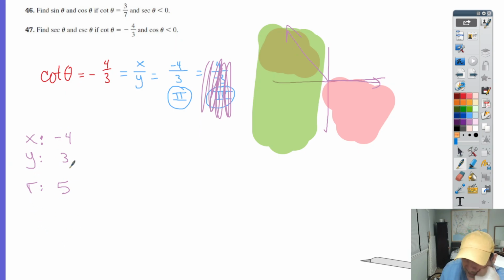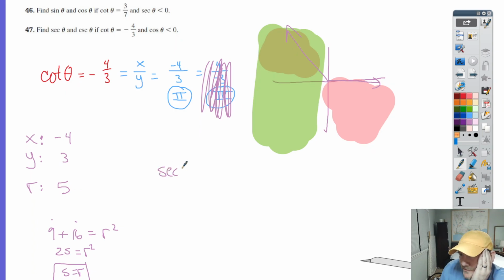If you don't, that's fine. But we would do 3 squared to get 9. 4 squared gives 16. That would equal r squared. Remember, it's x squared plus y squared equals r squared. So you can just do that fast. But there's 25. Take the square root. There's your 5. 3, 4, 5 triple.